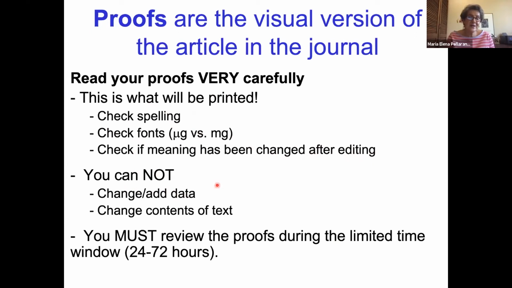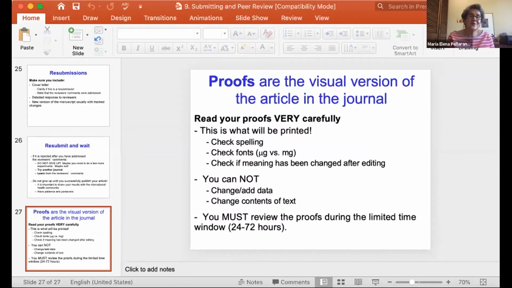Almost like it already has a space in the journal with this many pages. Only things that are most important, you will point out to the journal editor. If it's misspellings and there are changes of meaning that are essential, then you must point it out. You must review the proof during the limited time, usually 24 to 72 hours. And that's it. And then you get published and you succeeded.